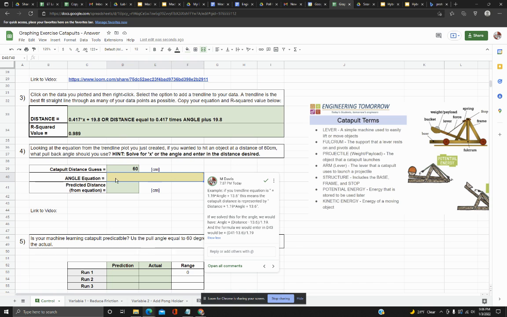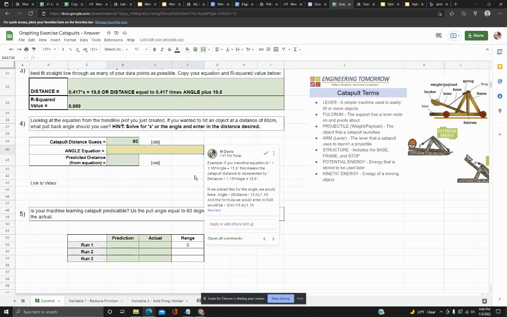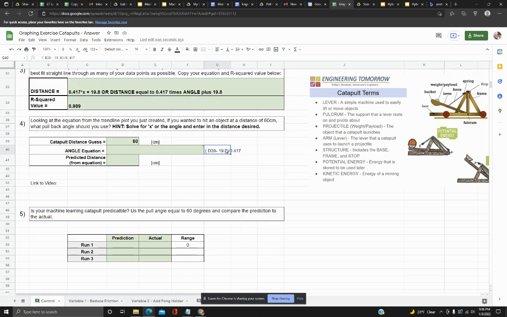Okay. So this would be, let me just place it off to the side right here. We want to take the distance, right? This distance here. We would want to subtract the 19.8, and then we would divide by the 0.417. Okay, so how does that look in our equation? You see what we did? This is just like y equals mx plus b. This is just like the linear equation of a slope, right?